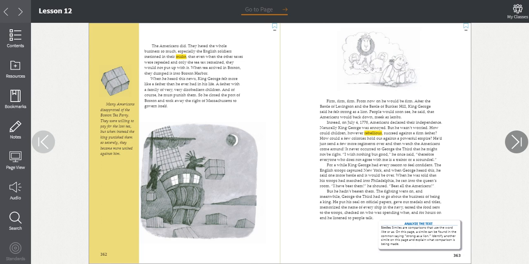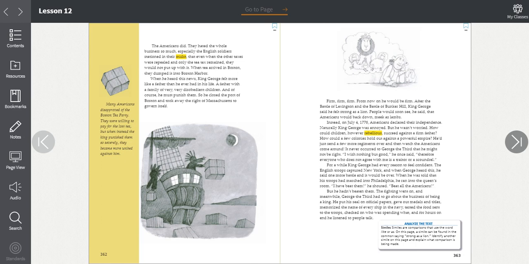For a while, King George had every reason to feel confident. The English troops captured New York, and when George heard this, he said, "One more battle and it would be over." When he was told that his troops had marched into Philadelphia, he ran into the Queen's room. "I have beat them," he shouted. "Beat all the Americans." But he hadn't beaten them.